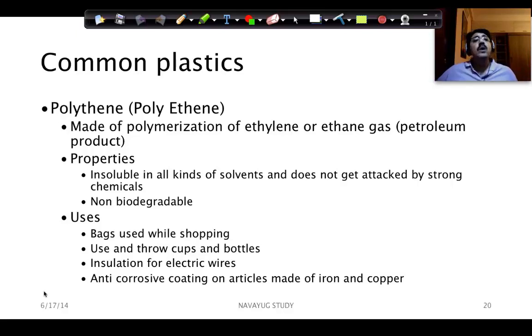All right. Now, let us get into discussing some common plastics that we see on a day-to-day basis, right? And what are their properties and what they're used for. The first example is polyethene. We have already discussed polyethene, formed out of direct polymerization of ethene, which is a monomer, and it is actually a thermoplastic, which basically means that polymer has got linear arrangement of the monomers, right?